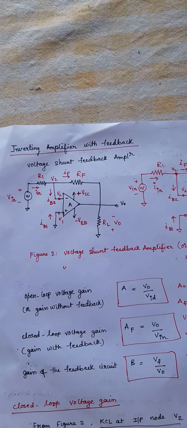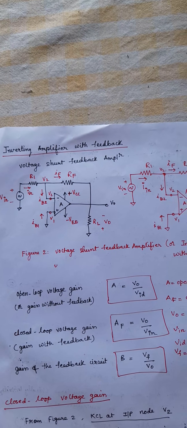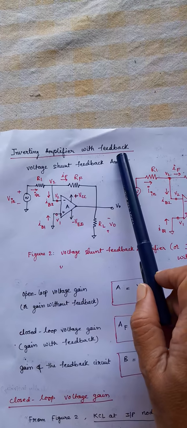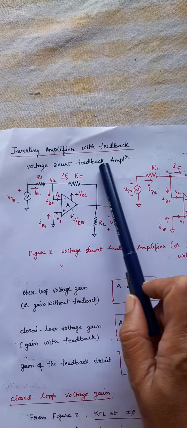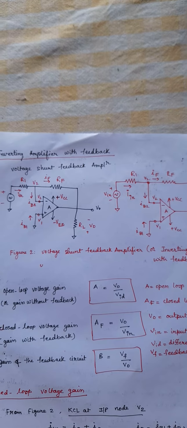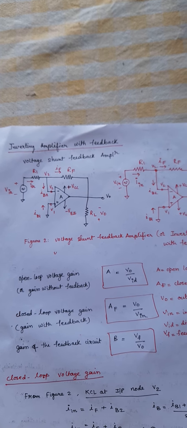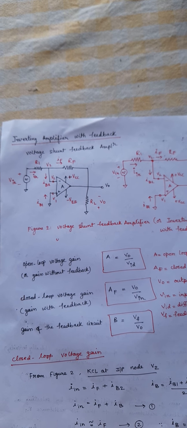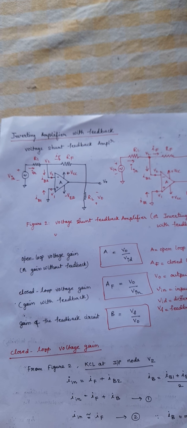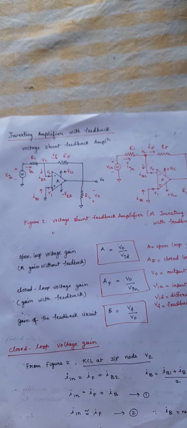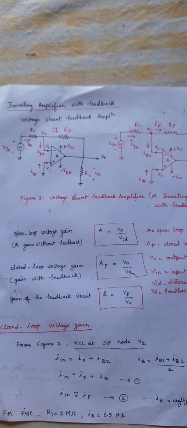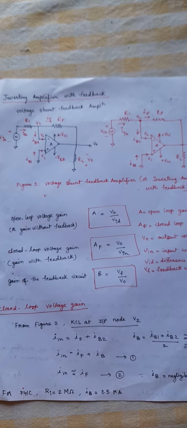What is the other name of closed loop inverting amplifier? Inverting amplifier with feedback. The other name of inverting amplifier with feedback is also known as voltage shunt feedback amplifier. Okay, so if you are very clear now, you can clearly understand what an inverting amplifier is. When the input is given to the minus terminal or the inverting terminal of the op-amp, it is known as inverting amplifier. So now what we are deriving is the closed loop gain of an inverting amplifier.